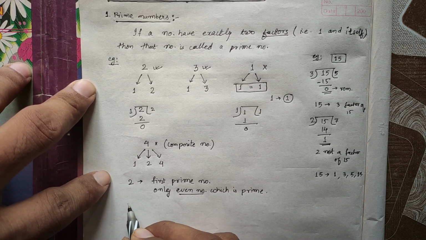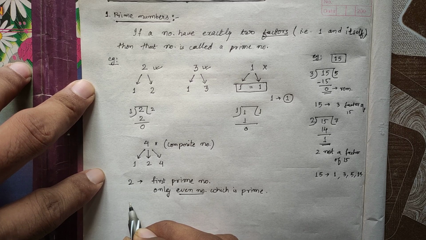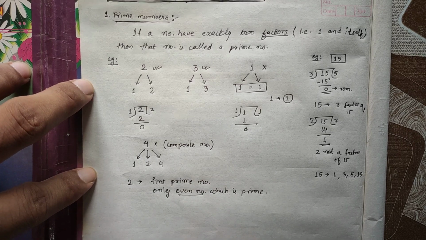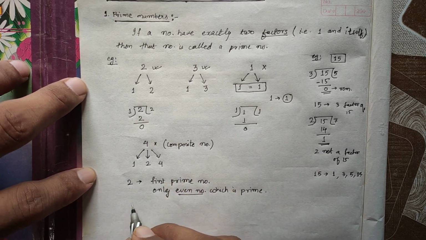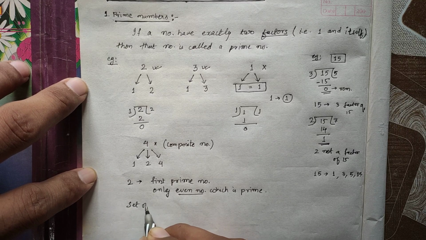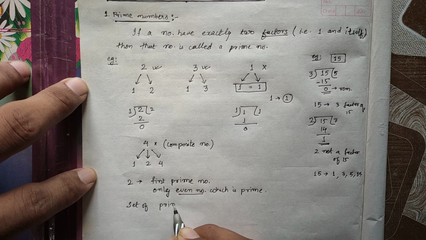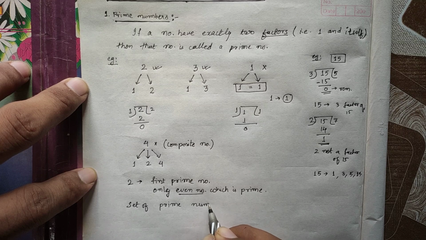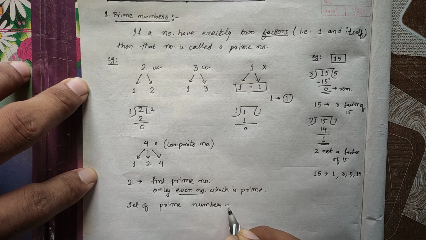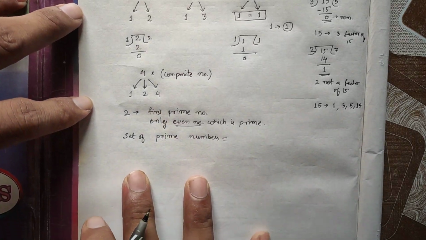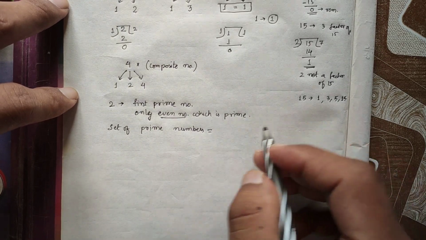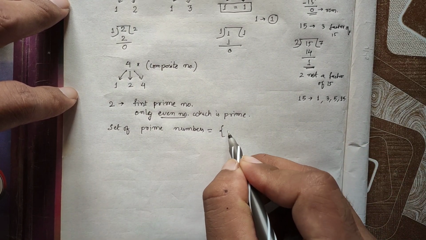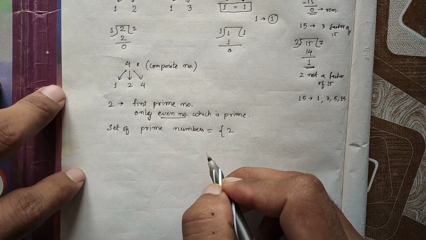So let's write the set of prime numbers. While we write the set of prime numbers, which number will we start with? Yes, 2. We will start with 2.